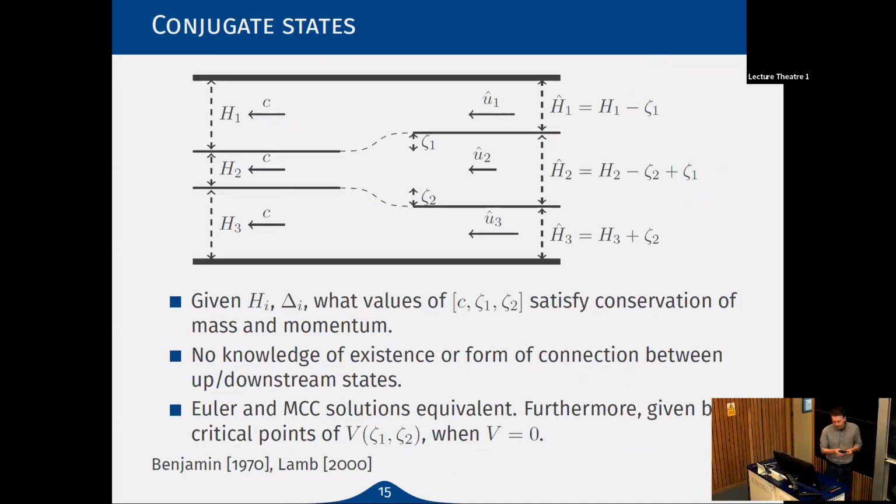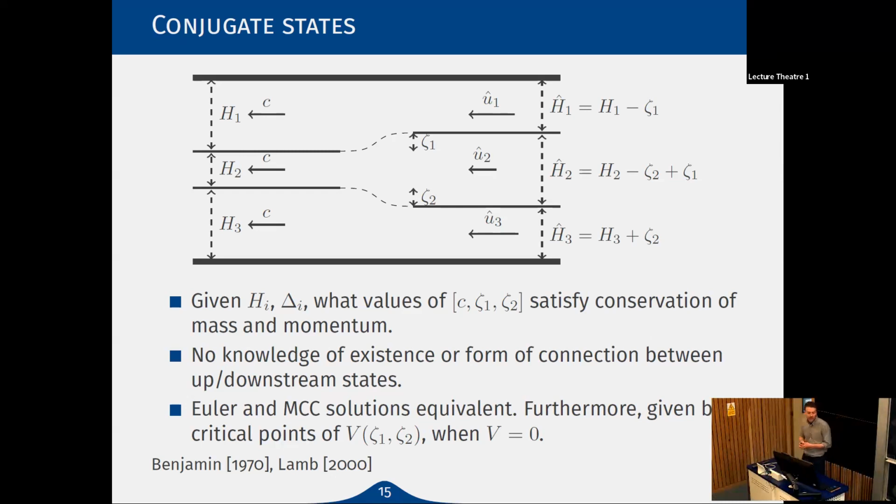We also saw this slide in Ricardo's talk. It's this idea of conjugate states. So we found looking at conjugate states and critical points of this potential can be very informative into what types of solutions one can find. So here, when you ask what a conjugate state is, the way I try to describe it in the simplest way is: given H3, H2, and H1 on the left, and given density stratifications delta 1 and delta 2, what values of C, zeta 1, and zeta 2 on the right-hand side satisfy the hydrodynamic equations.